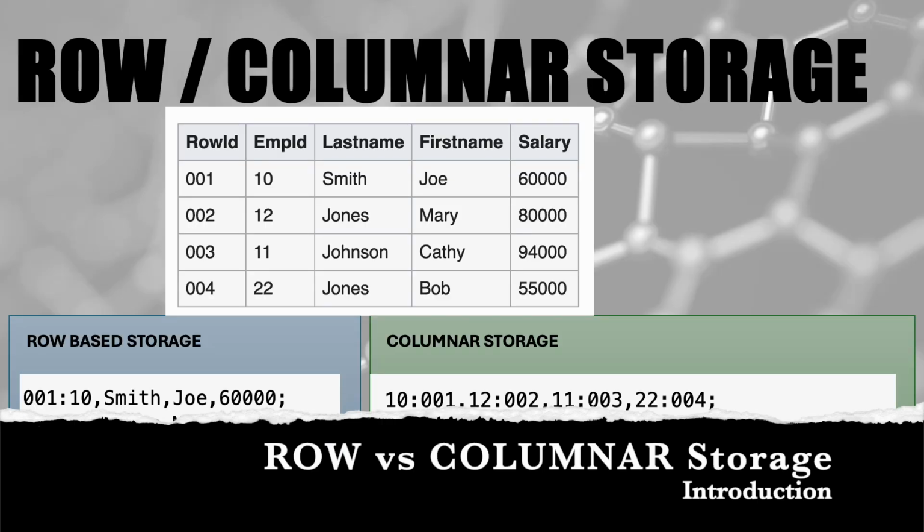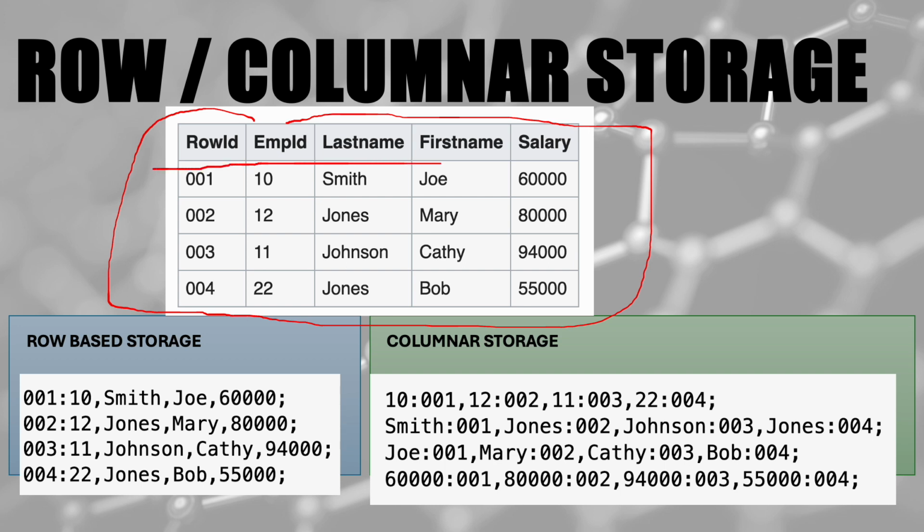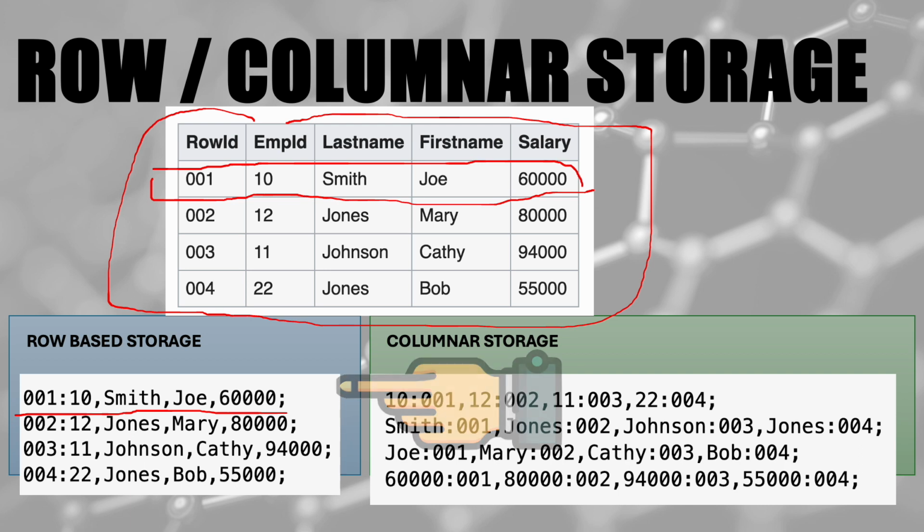The first thing which we wanted to understand is the difference between row and columnar storage. So if this is the data which we want to store, then how can it be stored in a row-based storage? In row-based storage, the data in a row is stored together. The row-based data is co-located. We can see for the row ID 1, then row ID 2, all the data is co-located.